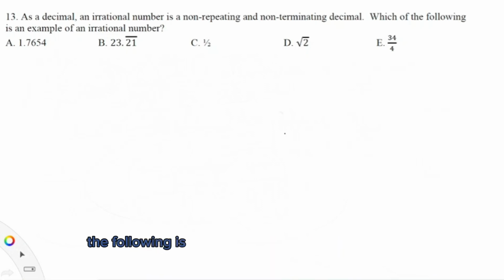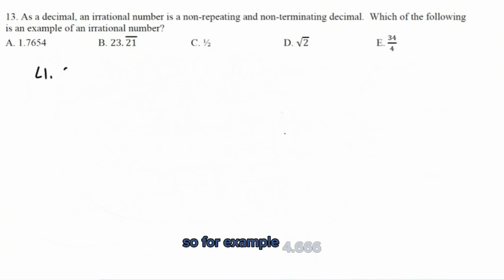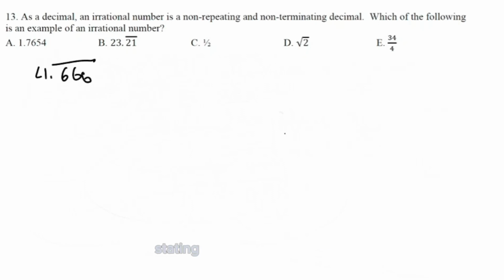Which of the following is an example of an irrational number? Alright, so first, let me just say what a non-repeating and non-terminating decimal is. A repeating decimal is a number that keeps on going. For example, 4.666, that can be represented with a line over it, stating it's a repeating decimal because it keeps going on 6666666.